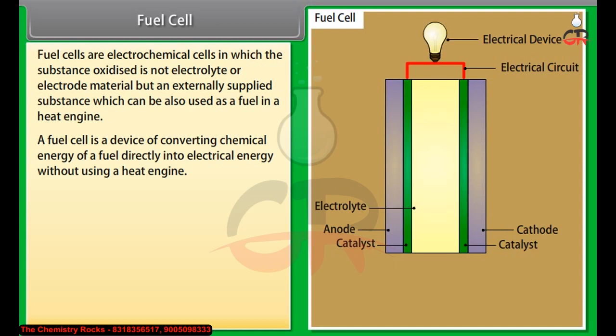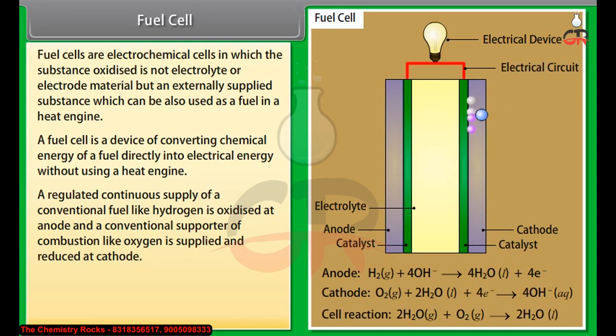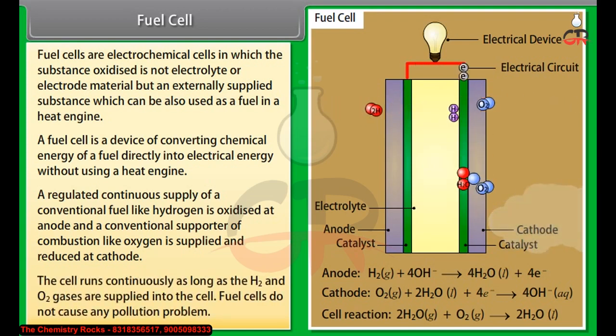heat engine. A regulated continuous supply of a conventional fuel like hydrogen is oxidized at anode, and a conventional supporter of combustion like oxygen is supplied and reduced at cathode. The cell runs continuously as long as the hydrogen and oxygen gases are supplied into the cell. Fuel cells do not cause any pollution problem.